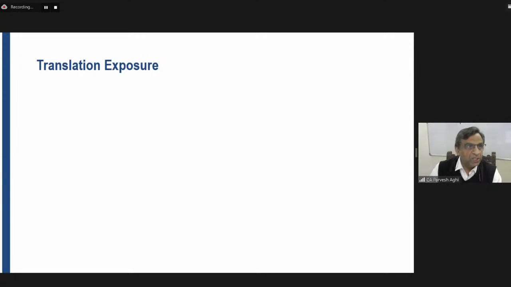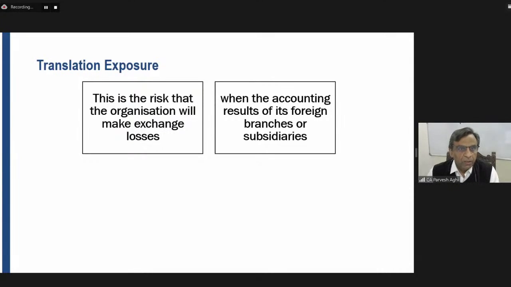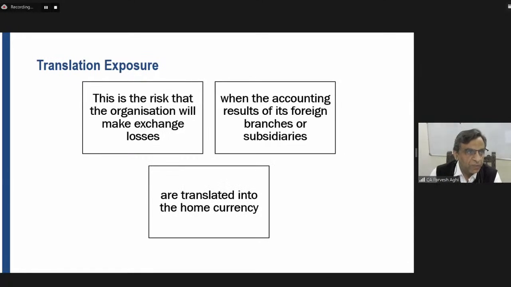So what is a translation exposure? The risk that the organization will make exchange losses when the accounting results of its foreign branches or subsidiaries are translated into home currency. Can you look at the slide again? It has 3 steps. This is the risk that the organization will make exchange losses when accounting results of the foreign branches or subsidiaries are translated into home currency.